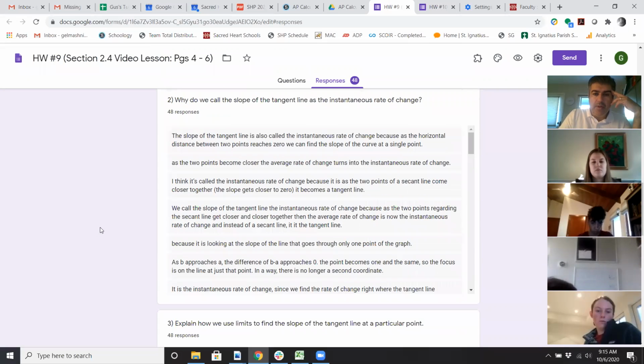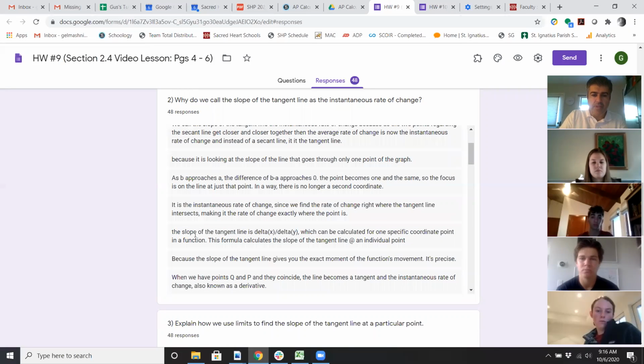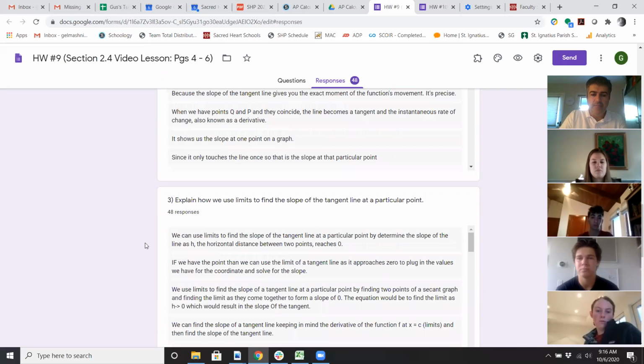Now for number 2, why do you call the tangent the instantaneous rate of change? It's at a particular moment or a particular point. So this is a good response. The slope of the tangent is also called instantaneous rate of change because as the horizontal distance between 2 points reaches 0. So remember, we had a and a plus h. So when that difference became pretty much 0 and they were virtually the same point, we can find the slope of the curve at a single point. That's exactly what's happening. So it's at a particular moment we want to see how fast something's changing. So that's what we call instantaneous for that reason.